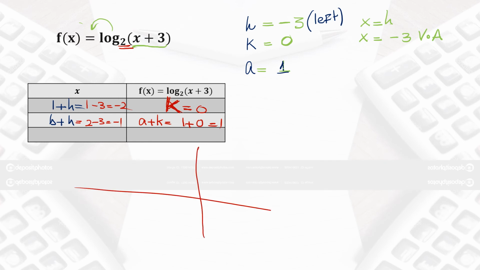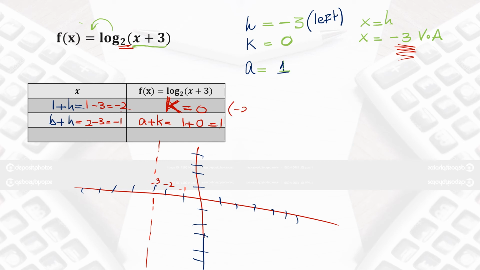Now let's draw the graph. We write the x-axis, we write the y-axis, we will show our vertical asymptote. So where is the vertical asymptote? At negative 3. So on negative 1, negative 2, negative 3, we will make a dotted line. Now draw these 2 points. The first point is negative 2 and 0 and the second point is negative 1 and 1. So negative 2 and 0 is over here and negative 1 and 1 is here.